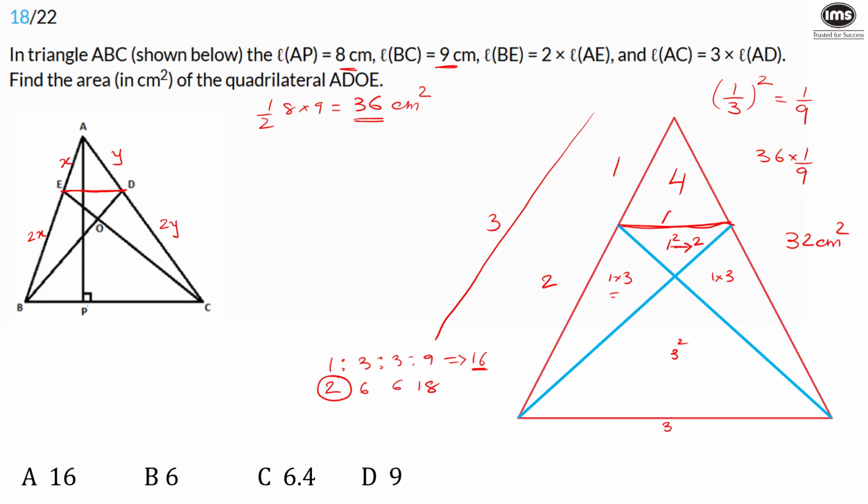That gives us the required area of the top part, ADOE. This is 4 plus 2, 6. The required area is 6 units, 6 square centimeters. So 6 is the answer. Option B would be the right answer.